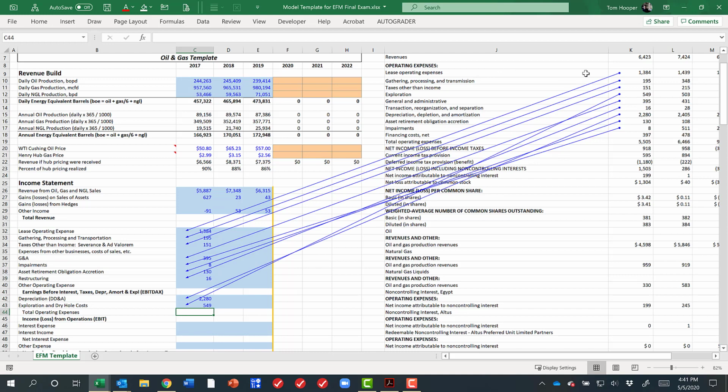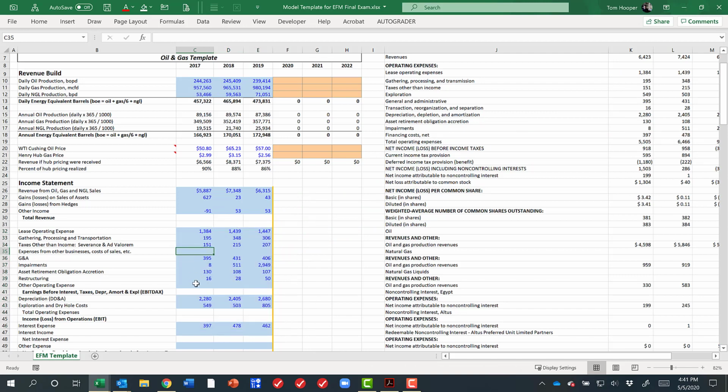What I see is I've used everything from LOE down through financing costs, and then I get a total operating expenses. So I wonder if financing costs may be what we mean by interest expense down here. And it appears that it probably is. So I'm going to go ahead and put it in. And then I'm going to see if all of these costs sum 5505, 5505. Okay, I think I can carry them forward.